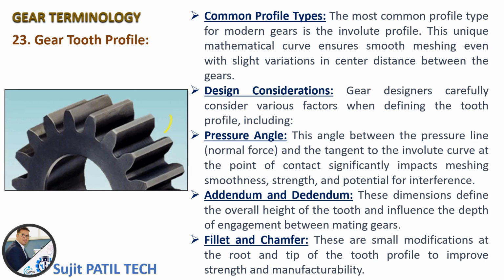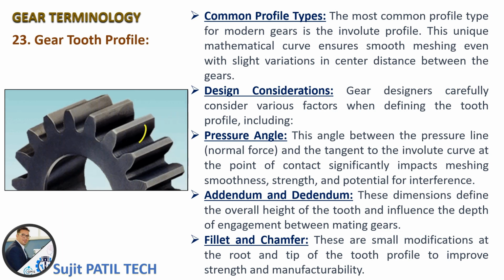Common profile types: the most common profile type for modern gears is the involute profile. This unique mathematical curve ensures smooth meshing even with slight variations in center distance between the gears. Design considerations: gear designers carefully consider various factors when defining the tooth profile, including pressure angle: this angle between the pressure line, normal force, and the tangent to the involute curve at the point of contact significantly impacts meshing smoothness, strength, and potential for interference.